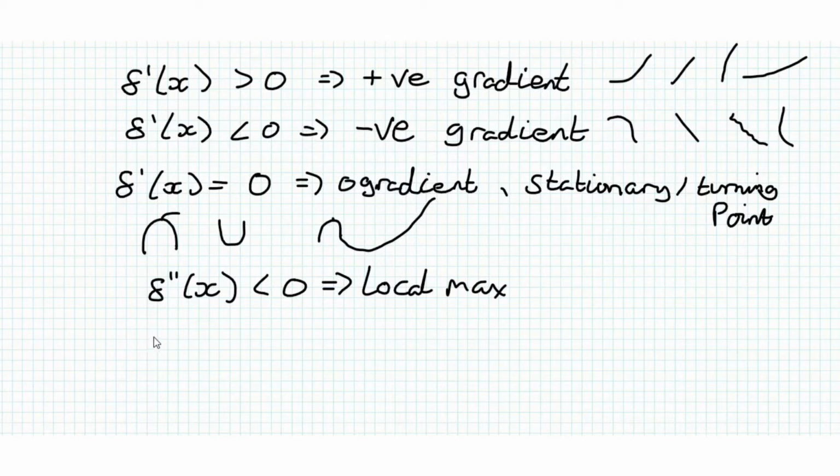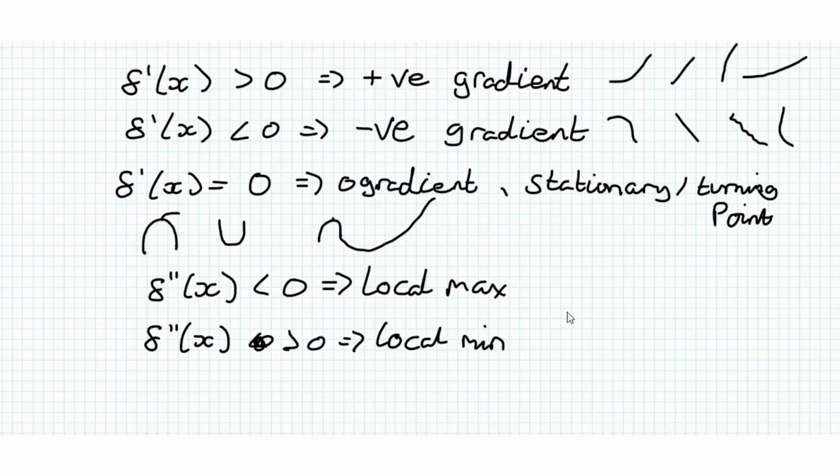Now, if f double dash of x is greater than 0, we get a local minimum. In other videos we might look at what happens when this is equal to 0 and why we get local maxes and mins, but for this whole summary, this will suffice.